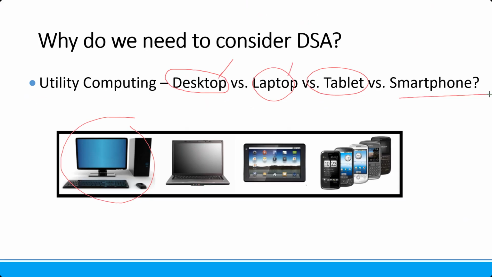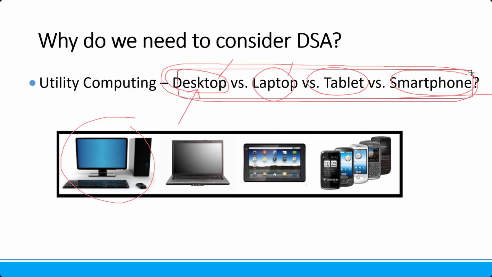So if you choose the wrong data structure and the wrong algorithm, maybe it will not run on a smartphone because you ran the algorithm only on the desktop. So we need to consider the best data structure for every device.